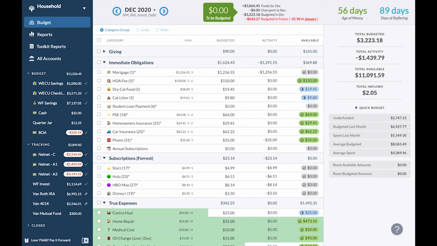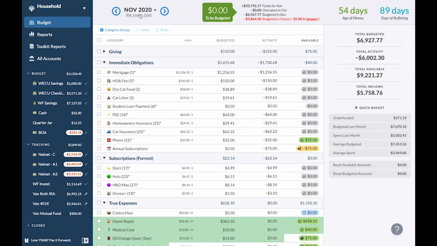With that, I'm so excited to bring you a November check-in, recap, what have you. The month is over, so it's time to look at some reports. So I'm going to back it up to November in my budget. And actually, the first thing I want to look at is up in the top corner, this age of money and days of buffering.